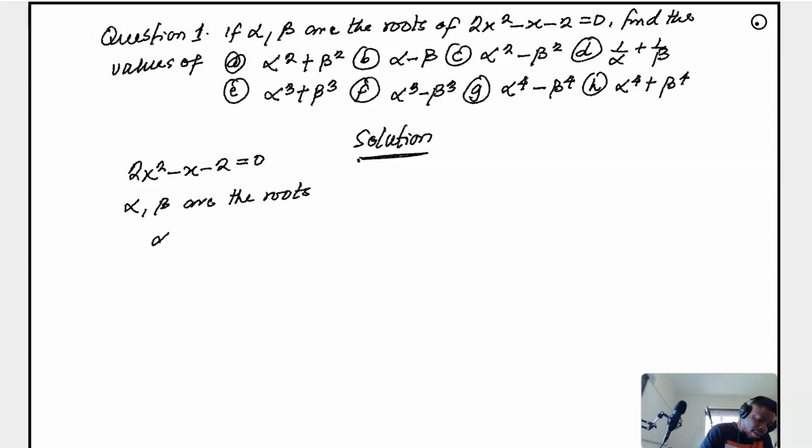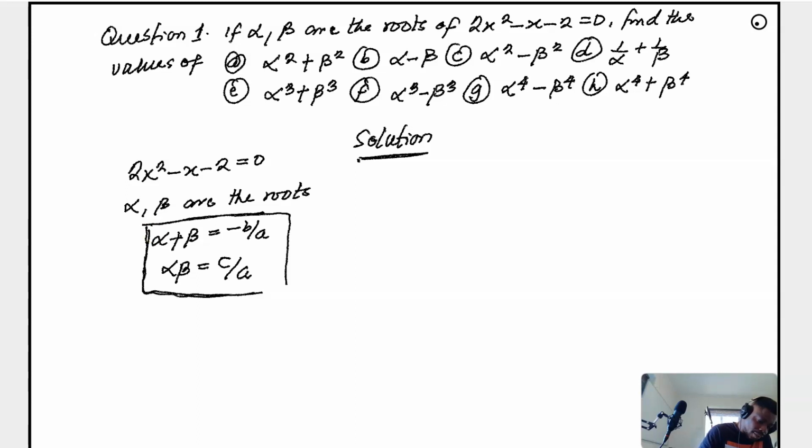you remember that alpha plus beta, which is the sum of roots, is minus b over a, and alpha beta is c over a. We derived this formula when we started this video. That is why I asterisked this formula. It's compulsory that you understand this. So always remember alpha plus beta is equal to minus b over a. Alpha beta is c over a.